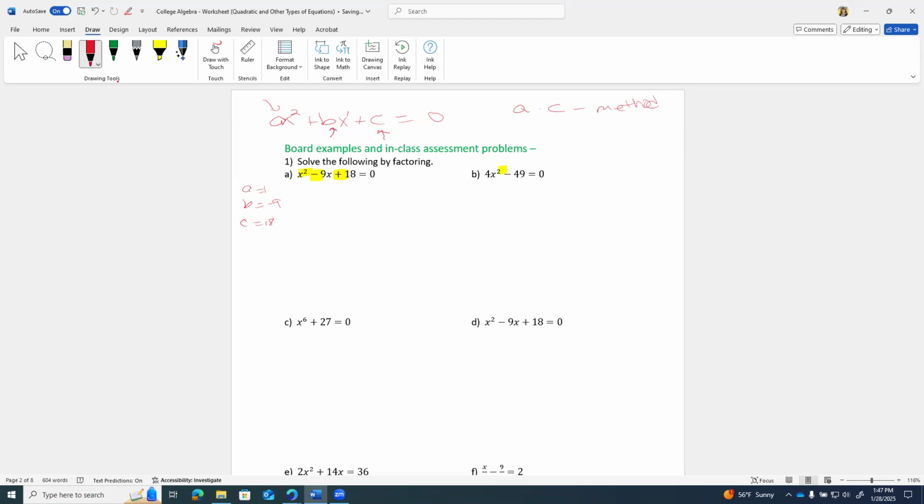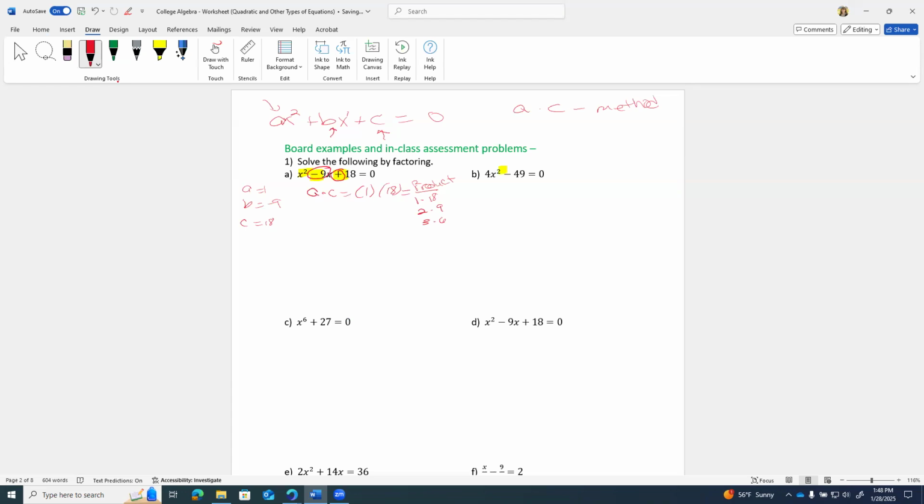So I'm going to take A times C, which is 1 times 18, and I'm going to list their products. So we already know 1 times 18. We know 2 times 9 and 3 times 6. That's it. So now what we need to do is determine which set is the correct set. So we go back, the sign on C tells me that it's plus, then that tells me we're adding the product of A times C. That's going to give me a -9, which is my B.